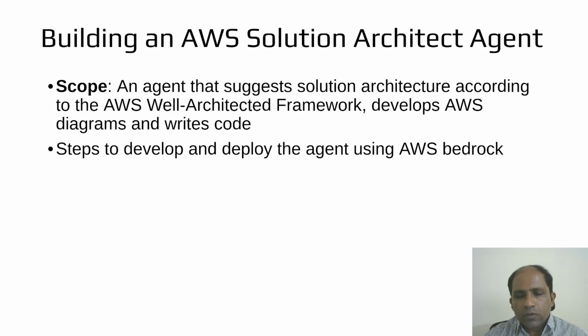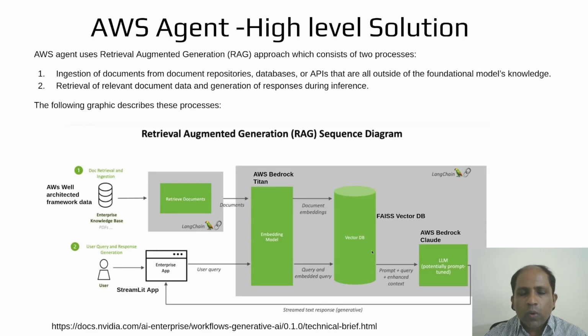Before we get into those steps, I would also like to give a quick overview of the solution. This AWS agent uses the retrieval augmented generation approach, which consists of two processes, as you can see at the top here. We take AWS well-architected documents and, using an embedding model, we ingest that data into a vector database. After that's done, we retrieve the document data through an LLM, the Claude Bedrock LLM, which gives us the response.